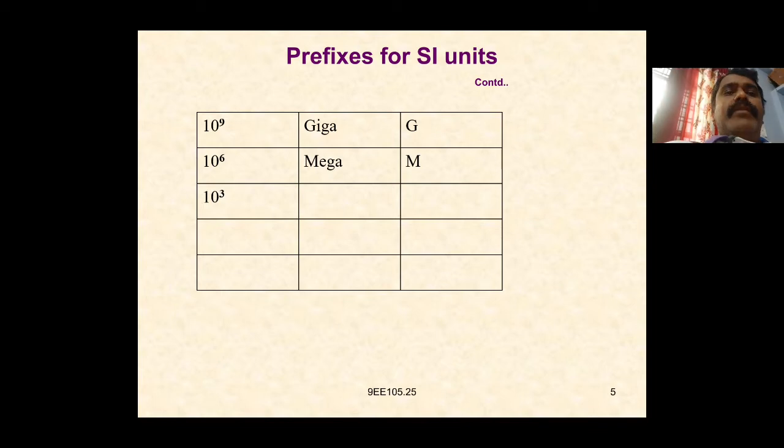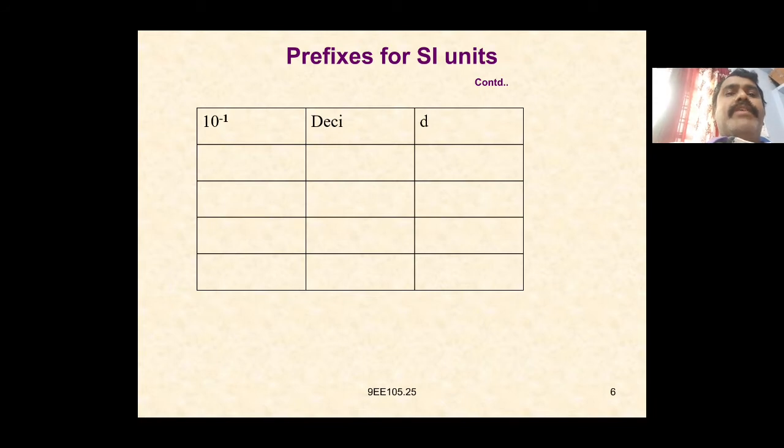10 to the power of 3 is kilo, indicated by k. 10 to the power of 2 is hecto, indicated by h. 10 to the power of 1 is deca, indicated by da. 10 to the power of minus 1 is deci, indicated by d. 10 to the power of minus 2 is centi, indicated by c. 10 to the power of minus 3 is milli, indicated by m.